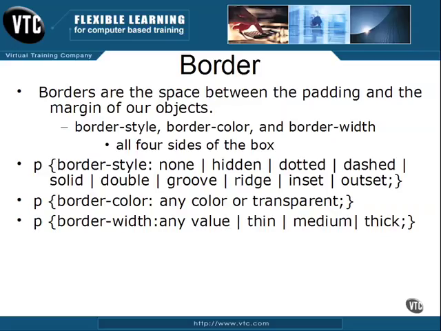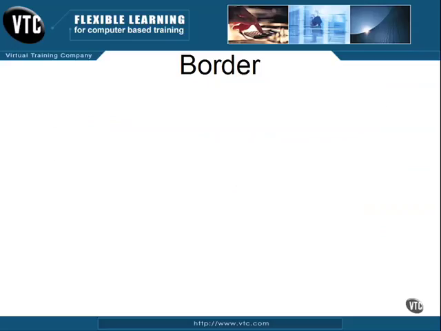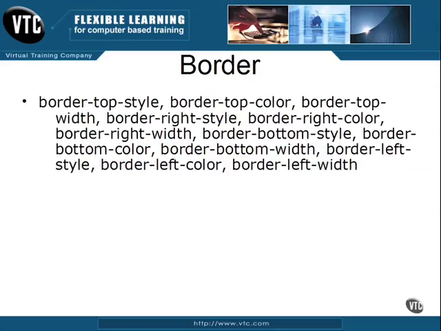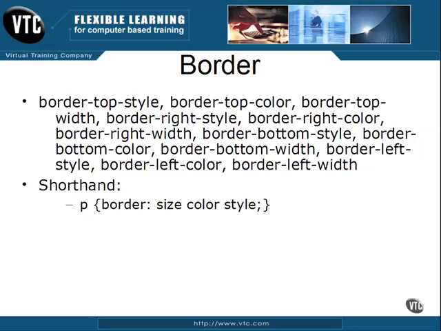Now if we take a look here, we will see that with our borders we're going to have all of these different properties that we can set. So thank goodness for shorthand. So instead of having to write border top style, border top color, border top width, border right style, border right color, border right width, border bottom style, border bottom color, border bottom width, border left style, border left color, and border left width, we can thankfully just write border and then the size, the color, and the style.